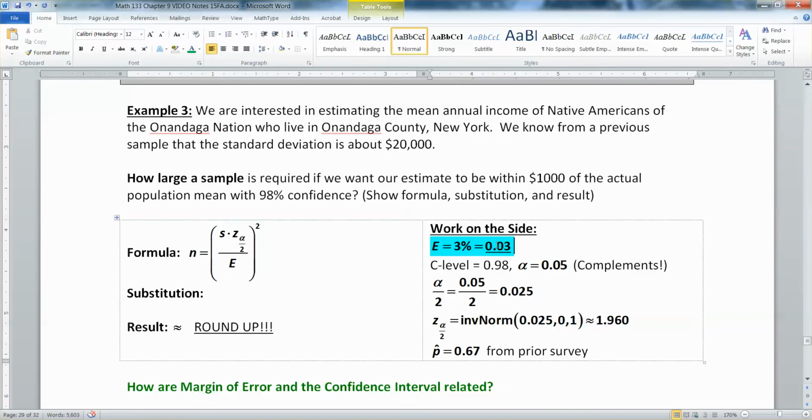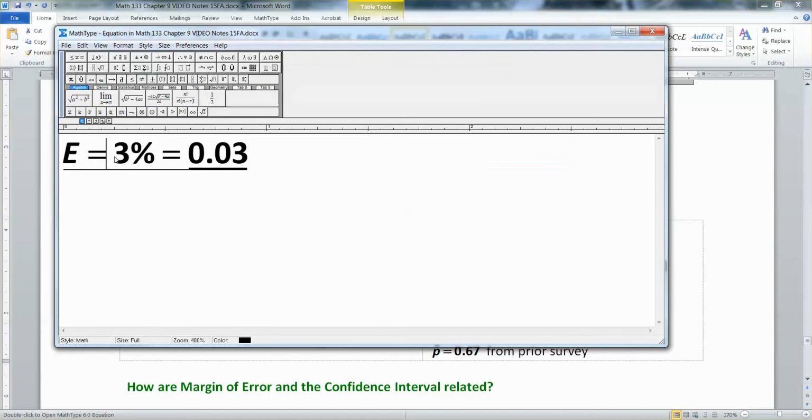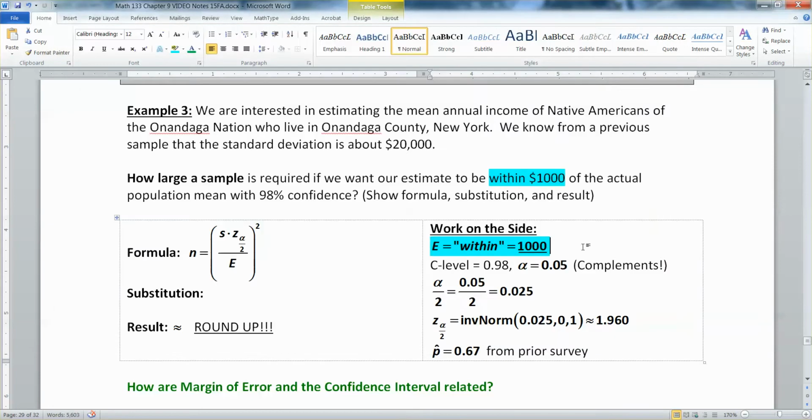Okay, so first let's figure out the error. They say the words "within 1,000" right there. That's our error. Error is your "within." So you want to look for that word. That'll give you your error, which is 1,000. And there's no need to round or to make a decimal out of it. This isn't a decimal because the decimal thing is only for the proportion ones.